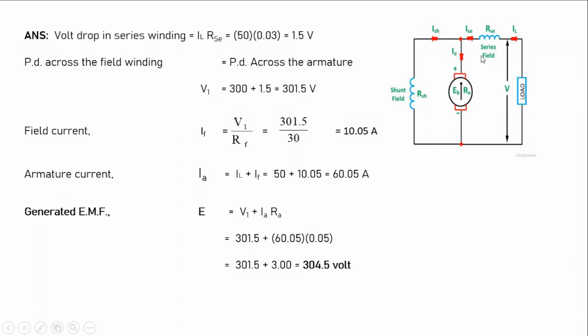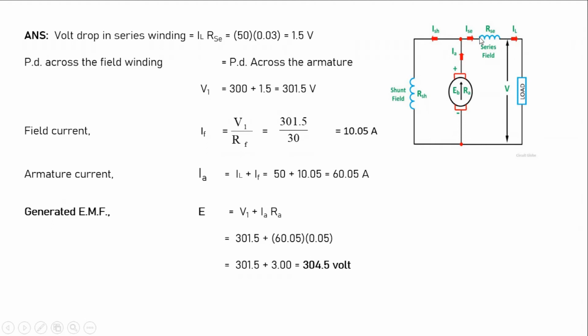You can observe here that this is once again the short shunt. So this is the shunt field generator. The shunt field is parallel to the armature only. Even if both series and shunt field resistance are present here, this shunt field is parallel to the armature only. So this voltage is given as 300, and definitely there is a voltage drop here, because when current is passing through this resistance, there is a voltage drop.